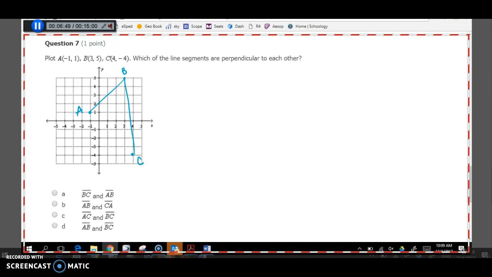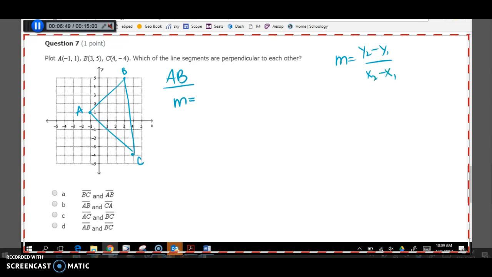Remember, being perpendicular means they have opposite reciprocal slopes and they meet at 90-degree angles. Okay, so if we look at segment AB and BC, those should have opposite reciprocal slopes. Okay. So the slope of AB, okay, M would equal, remember again, the formula for slope is M equals y2 minus y1 over x2 minus x1.